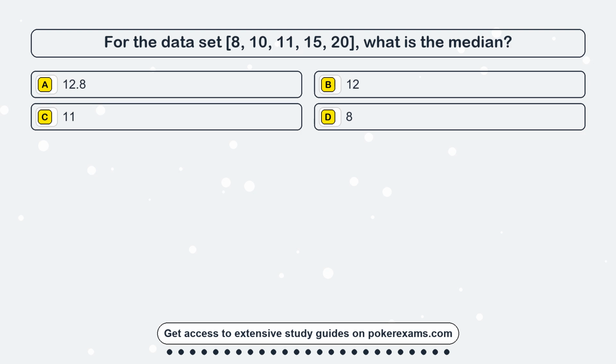Question 19. For the data set 8, 10, 11, 15, 20, what is the median? Option A 12.8. Option B 12. Option C 11. Option D 8.